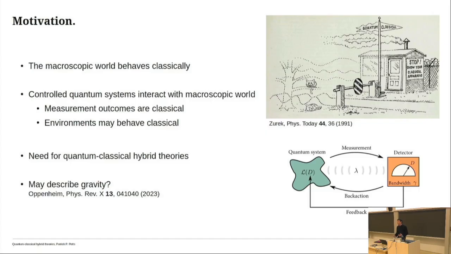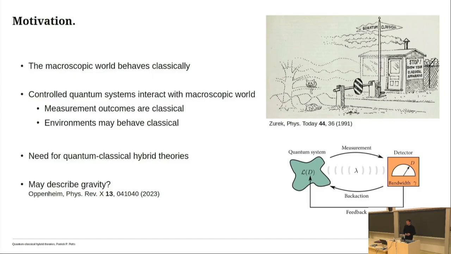Similarly, the environment of a quantum system sometimes can also be described using classical degrees of freedom, and this motivates the need for such quantum classical hybrid theories. And I think it's really best illustrated in feedback, where we have this dynamical interplay where the measurement outcome has information on the quantum system, but then the dynamics of the quantum system is again influenced by the measurement outcome.